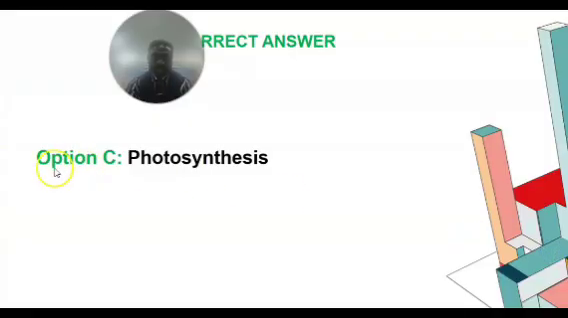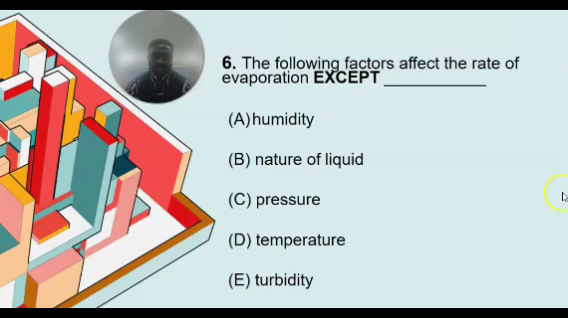Let's reveal the answer. So the answer is option C, photosynthesis. Photo means light, synthesis means combining or bringing together two or more substances to form a whole. So monomers come together to form polymers. All right, having said that, question 6. The following factors affect the rate of evaporation except one. Remember, I told you the question except means every other option there supports the answer, but only one is the odd one out. So what is the odd one out? Is it humidity, nature of liquid, pressure, temperature, or turbidity?